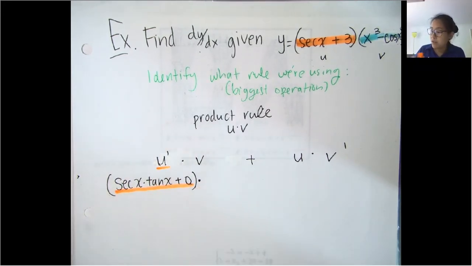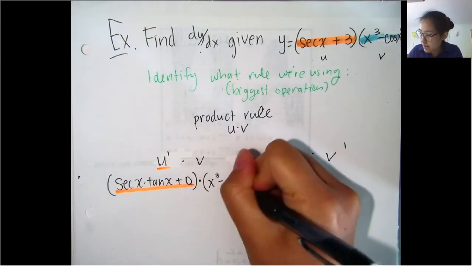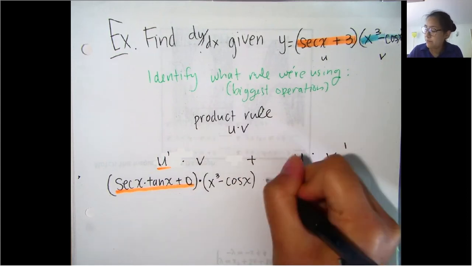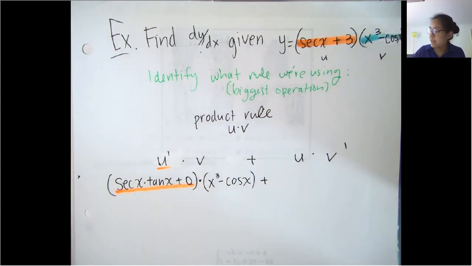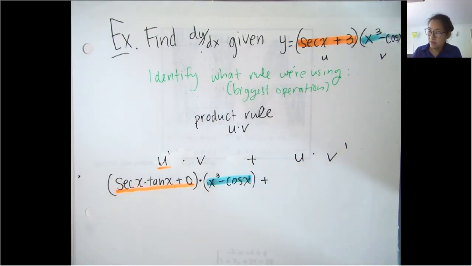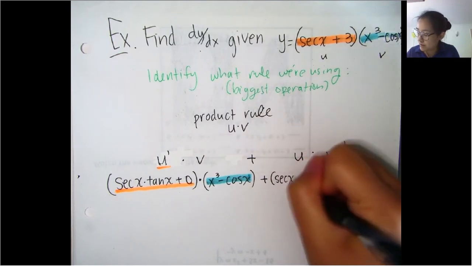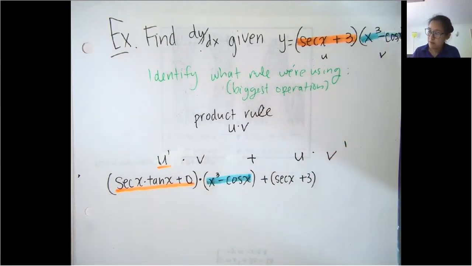Okay, and then v, you leave that as is. So we write x cubed minus cosine of x, and then plus, and then it says u. So then we write u as is. Okay, so u would be just secant of x plus 3.